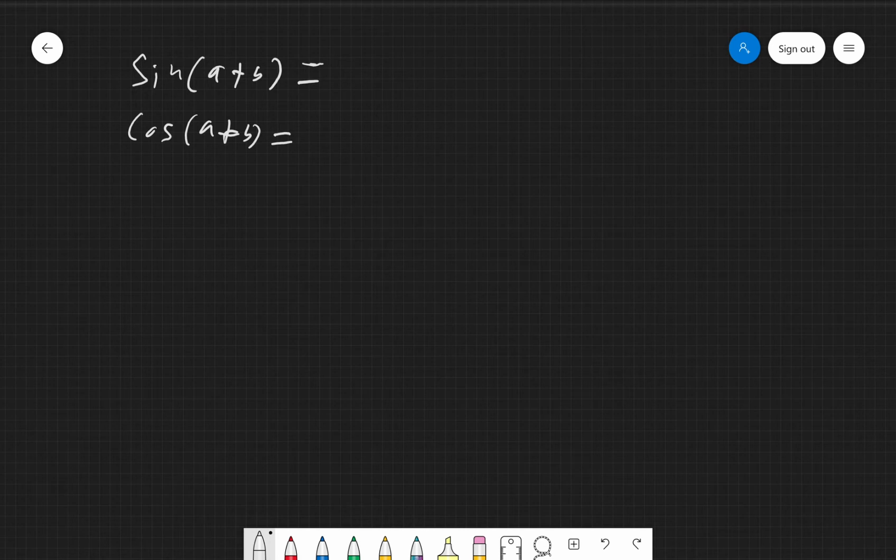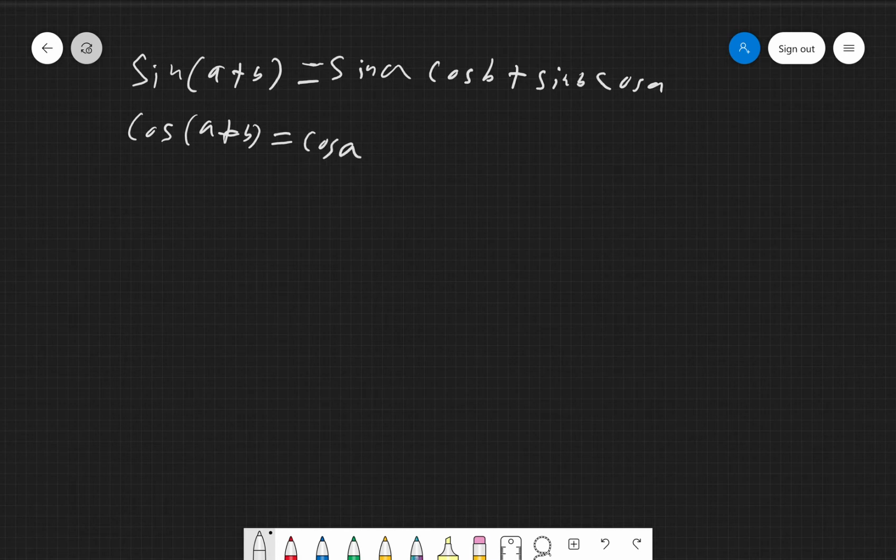So, sine of a plus b. We know that's equal to the sine of a times the cosine of b plus the sine of b times the cosine of a. And cosine of a plus b is equal to the cosine of a times the cosine of b minus the sine of a times the sine of b. You can see the symmetry and differences between them.